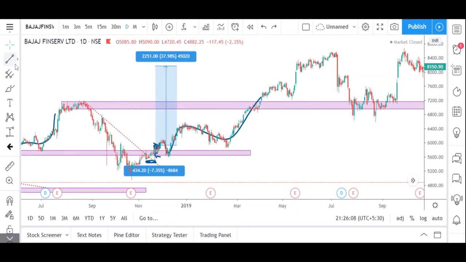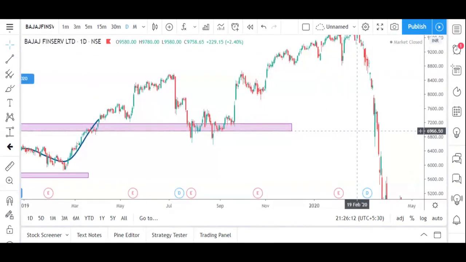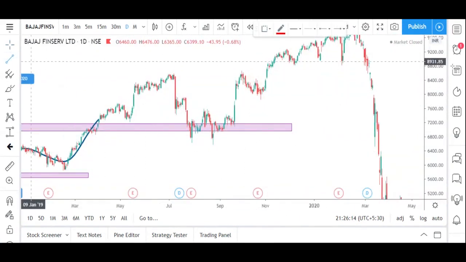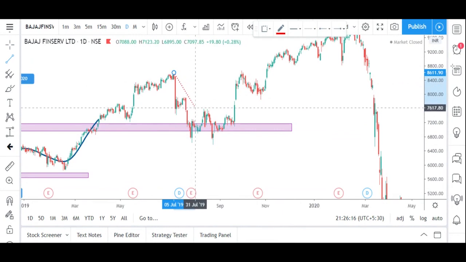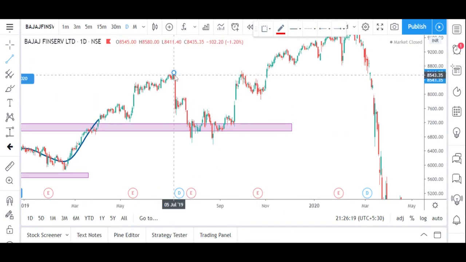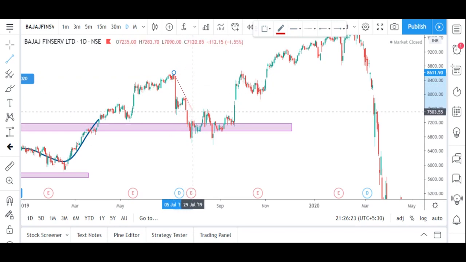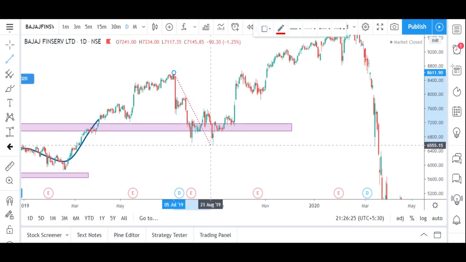So again I'll show you one more opportunity for swing trading in this stock. So if you see here, on a higher high, this is a higher high, guys. From the higher high we have drawn the short-term trend line.